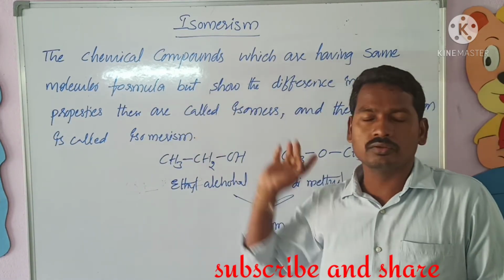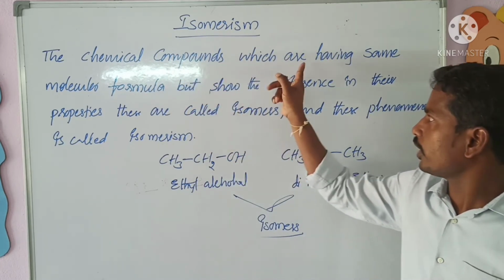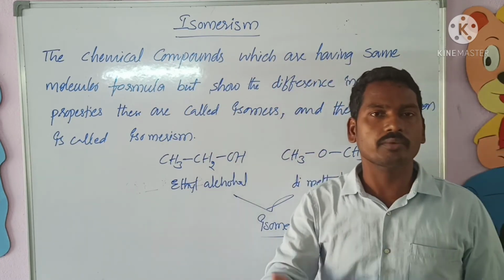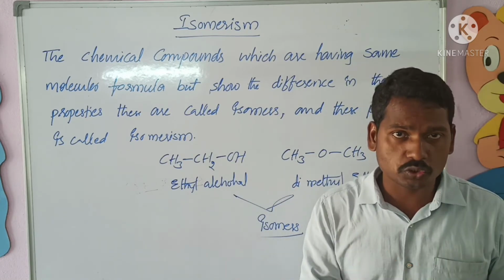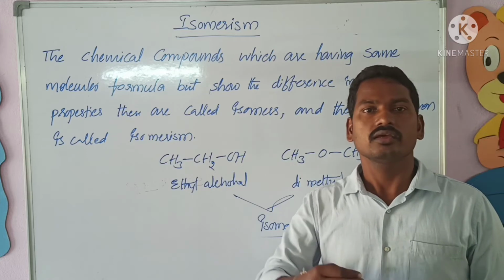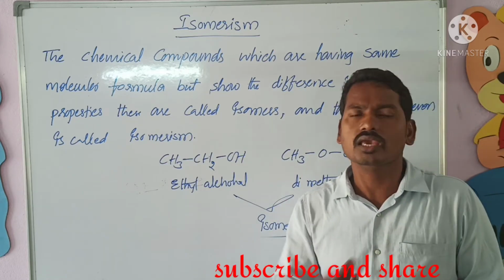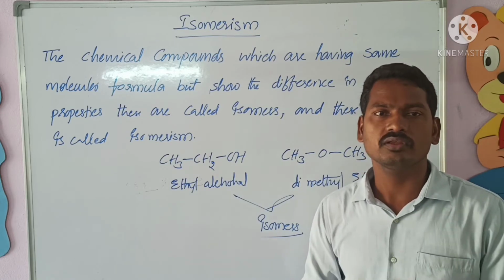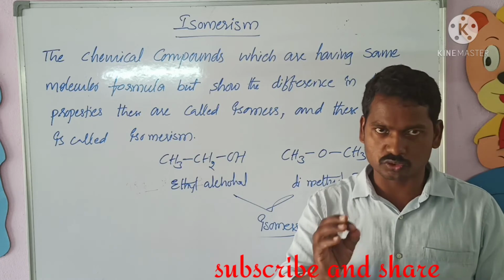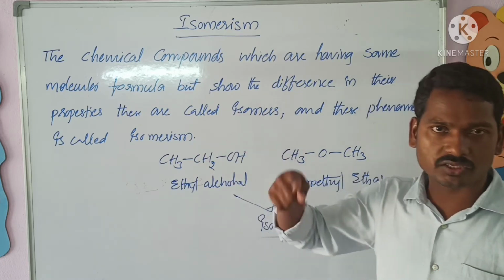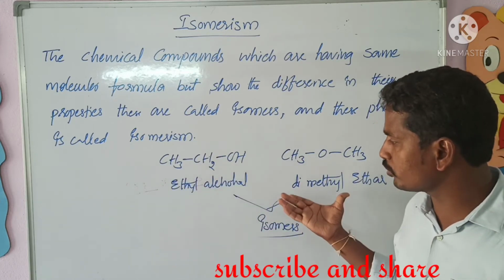Okay, just read carefully here. The chemical compounds which have the same chemical formula or molecular formula but show a difference in their properties, like physical properties or chemical properties, whatever it may be, are called isomers, and this total phenomenon is called isomerism.